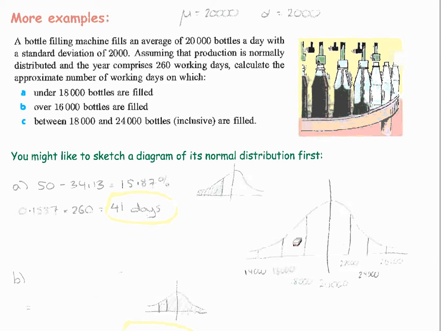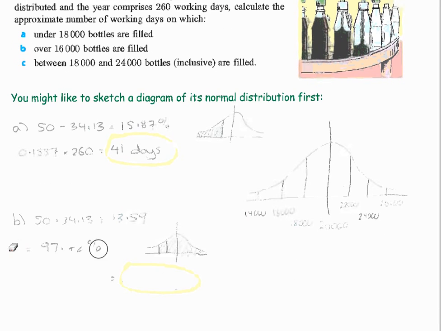Which I can do down here. 50 plus 34.13 plus 13.59 equals 97.72%. And then turn that into a probability by dividing by 100, 0.9772, and there's 260 working days. So times by 260, you get 254 days in which we expect over 16,000 bottles are filled.